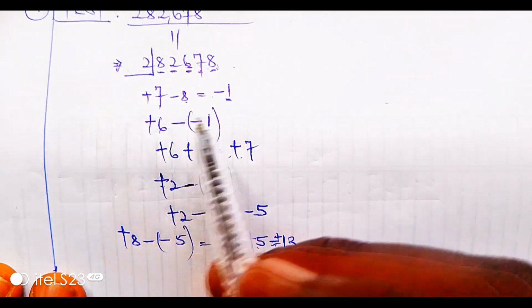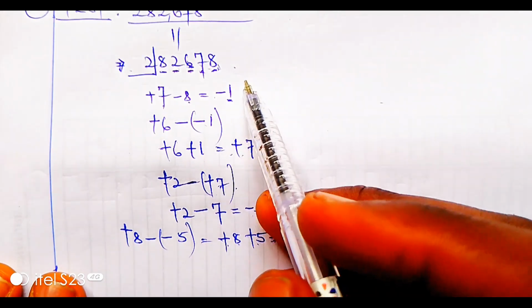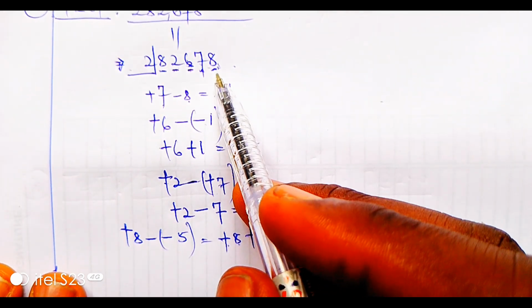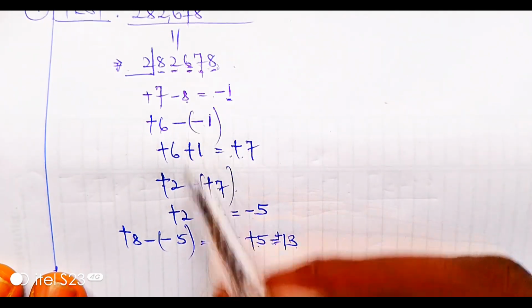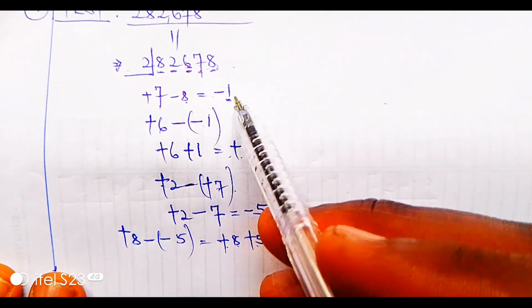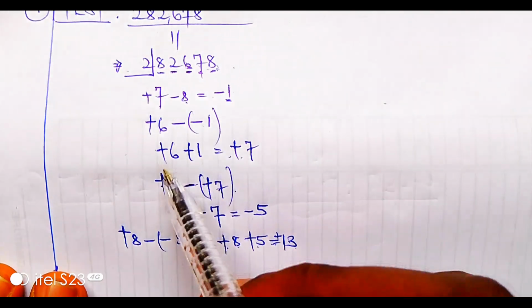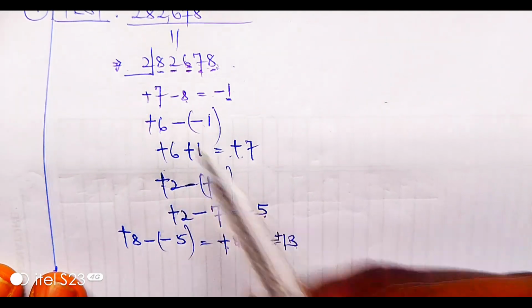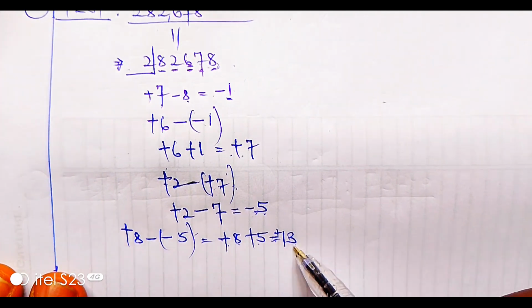We mark up the first digit. After marking up the first digit, we started solving the rest from the back. And as you can see, all the way from here, 7 minus 8, we got this. 6 minus 1, we got this. 2 minus plus 7, we got this. 8 minus 5 is plus 13.